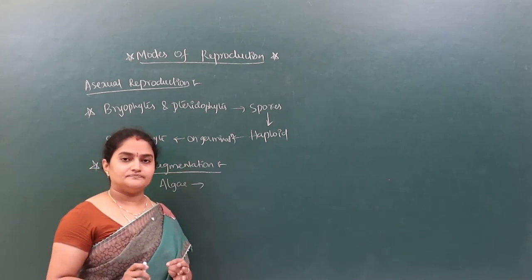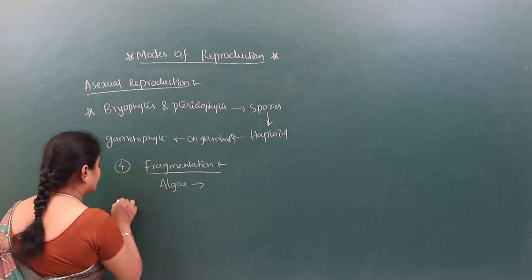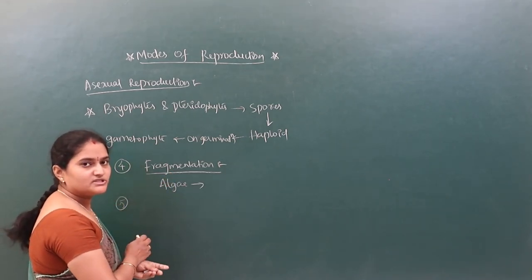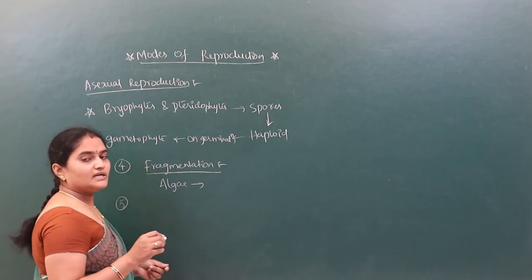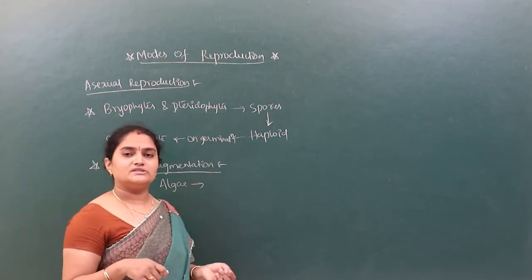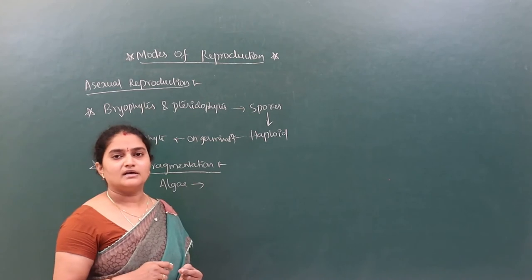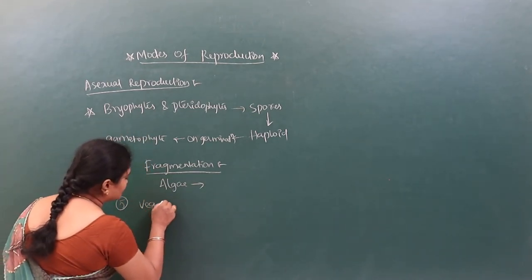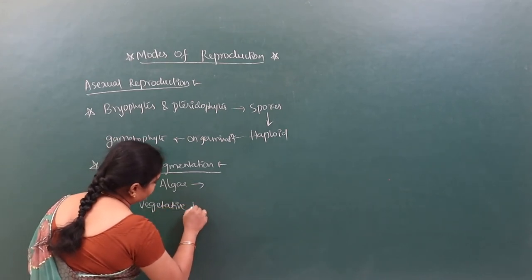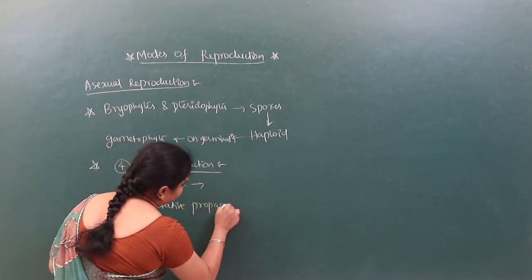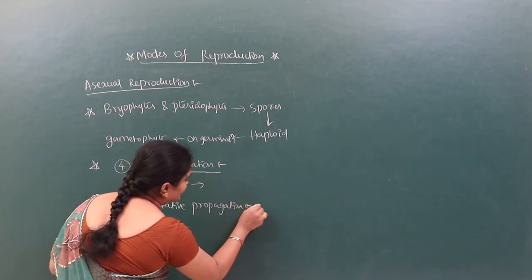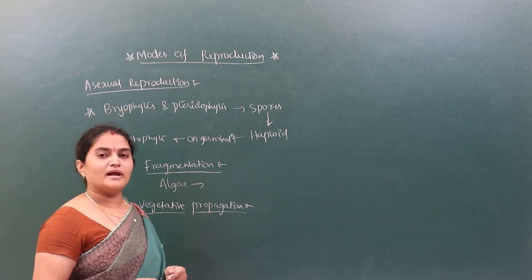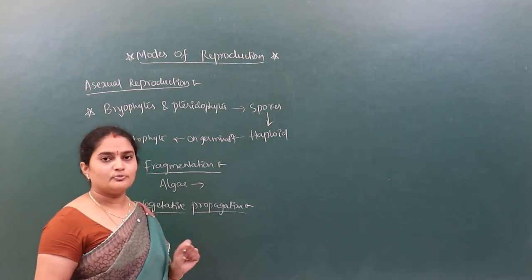Okay, and now the next one is, directly we'll go with the vegetative propagation. It is also considered as vegetative propagation, but particularly there is a special type of vegetative propagation that was exhibited by bryophytes. We have to discuss that. So what is meant by vegetative propagation? Any plant part that gives rise to a new plant is considered as vegetative propagation.